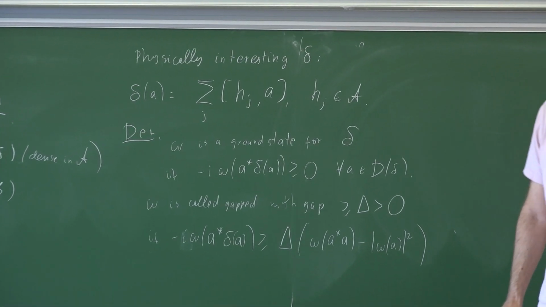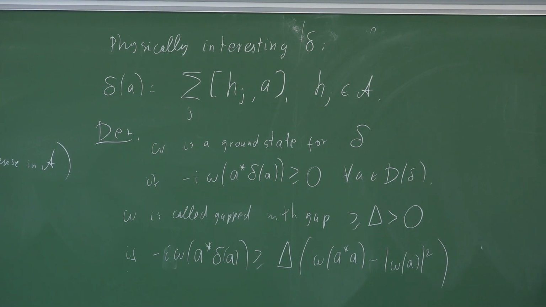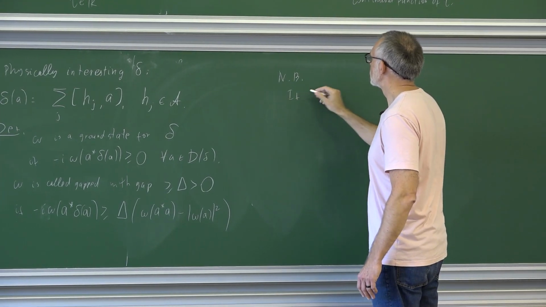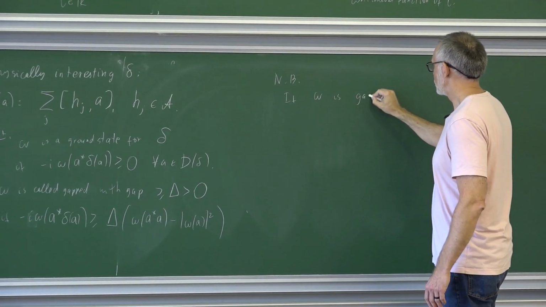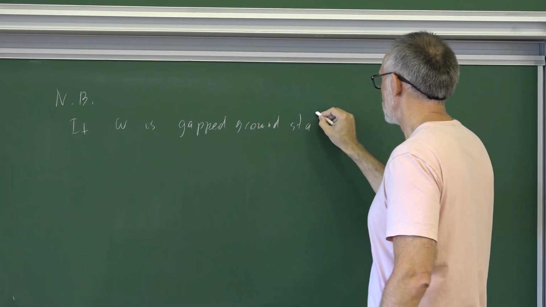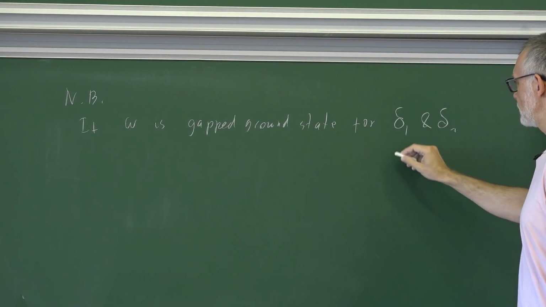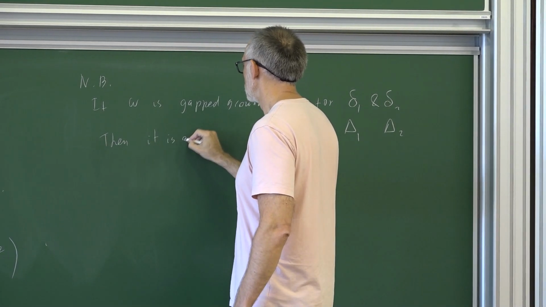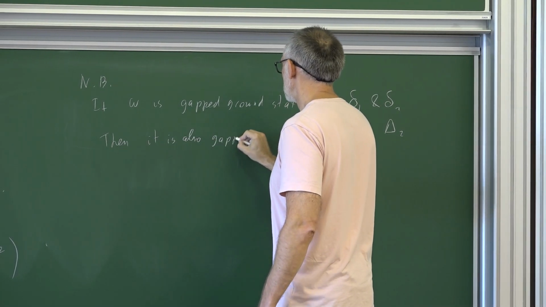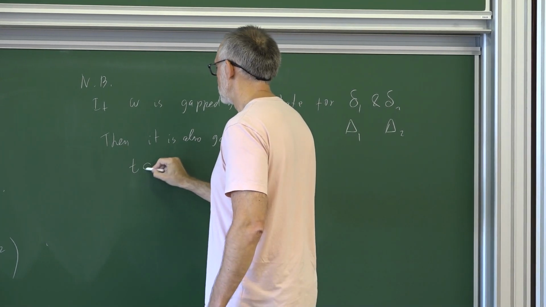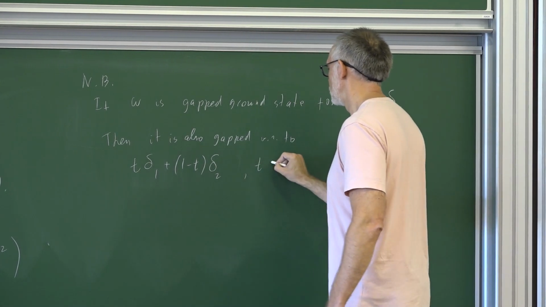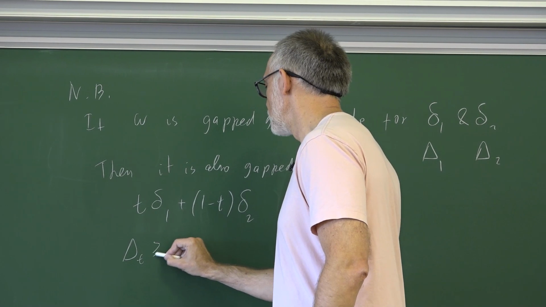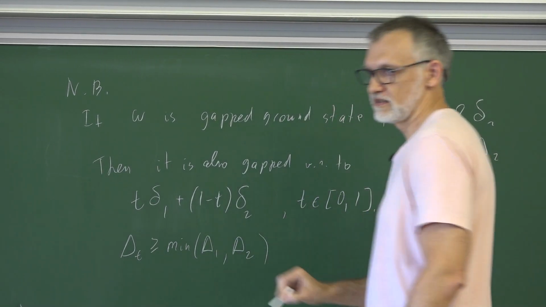So incidentally, if you have two different Hamiltonians, two different deltas, for which omega is a gapped ground state, for delta 1 and delta 2 with gaps delta 1, delta 2, then it is also gapped with respect to this. Okay, and the gap is that. It just follows from this condition.